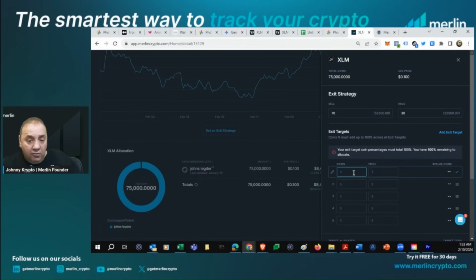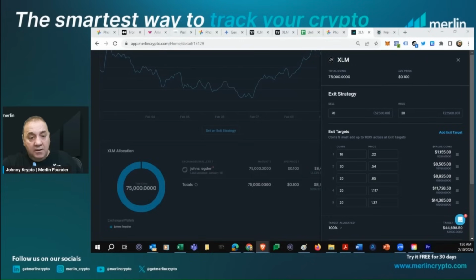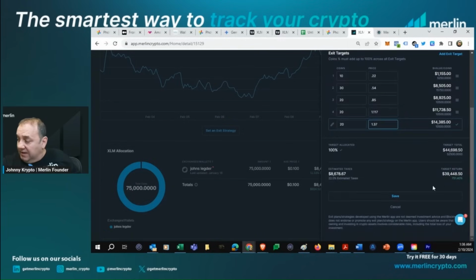Okay, so now this is where we want to go to our spreadsheet, remember? And we said we were going to sell 10% at 22 cents, 30 at 54, so on and so forth. We're going to now take these numbers and plug them into Merlin. Okay, so as we can see now, we have added in our exit targets and our coin percentages that we want to sell at, based on the Fibonacci levels that we saw from our charting. So once we enter those into Merlin here, we're going to come down here and click save.